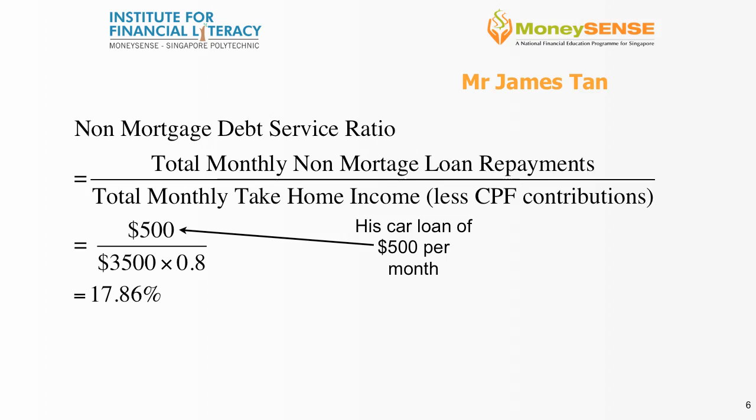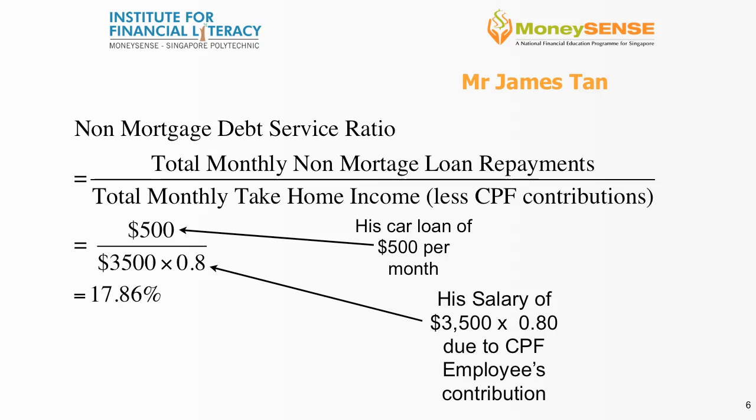His gross salary is $3,500. This total is multiplied by 0.8 due to the 20% CPF contribution. His monthly take-home income is $2,800. His non-mortgage debt service ratio works out to be 17.86%.